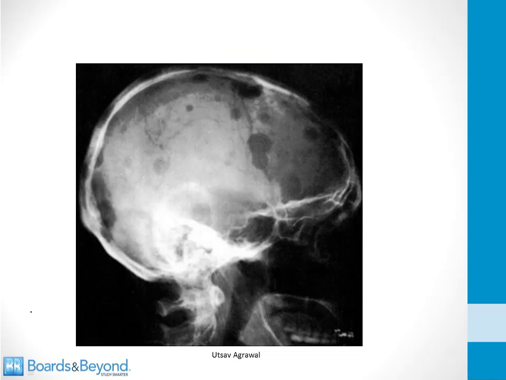Here's a skull X-ray from a patient with multiple myeloma. You can see that the bone in the skull has dark areas where the bone has been heavily resorbed. Those are the lytic lesions or the punched out lesions caused by multiple myeloma.